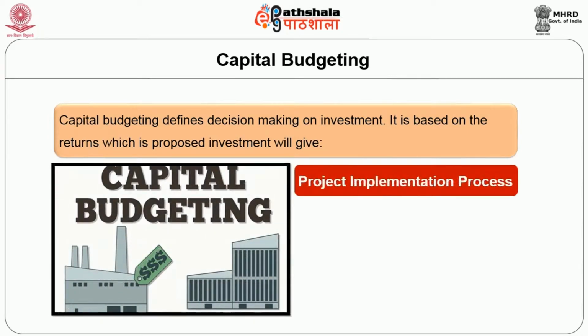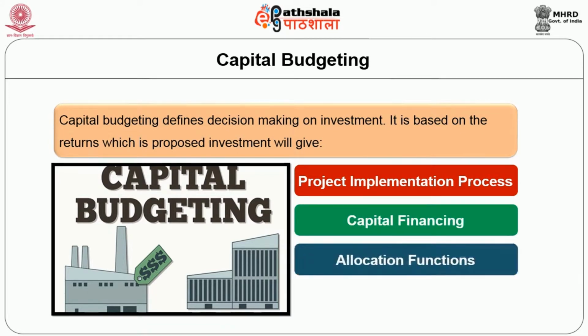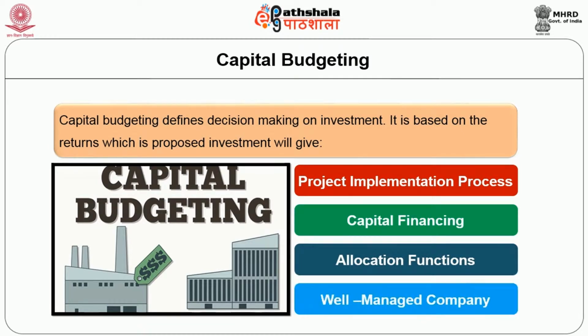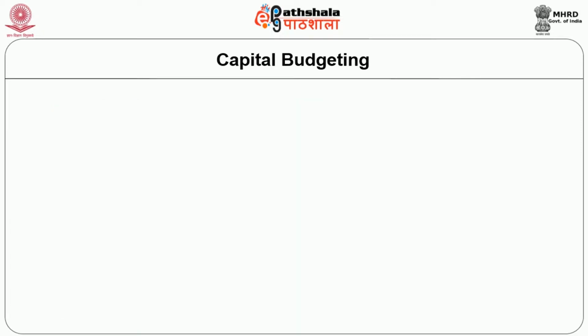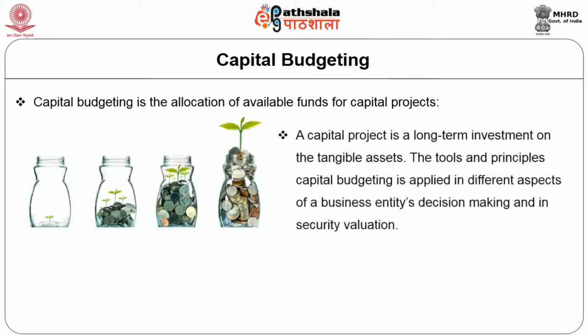project implementation process, capital financing, allocation functions, and a well-managed company are the parts of the capital budgeting process. Capital budgeting is the allocation of available funds for capital projects. A capital project is a long-term investment in tangible assets.